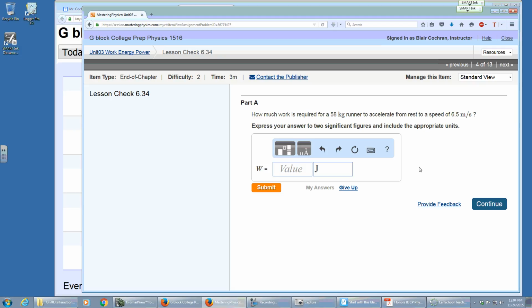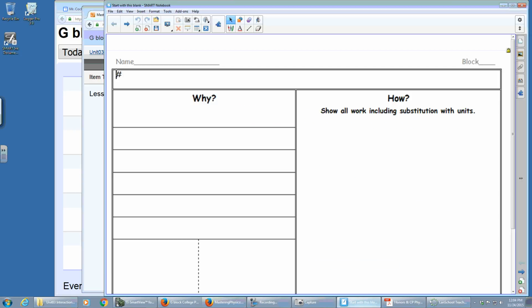6.34. How much work is required for a 58-kilogram runner to accelerate from rest to a speed of 6.5 meters per second? So, if they're going from one speed up to another, what's changing about them? What type of energy is changing? They're accelerating, but what type of energy is changing? Their kinetic energy, right. So, is it increasing or decreasing? It's increasing, right? Because they're going from slow to fast.